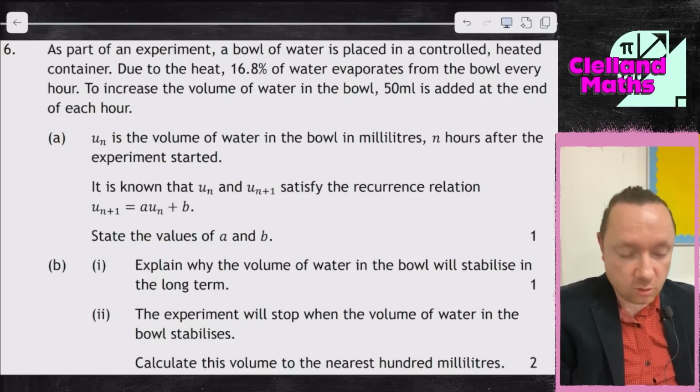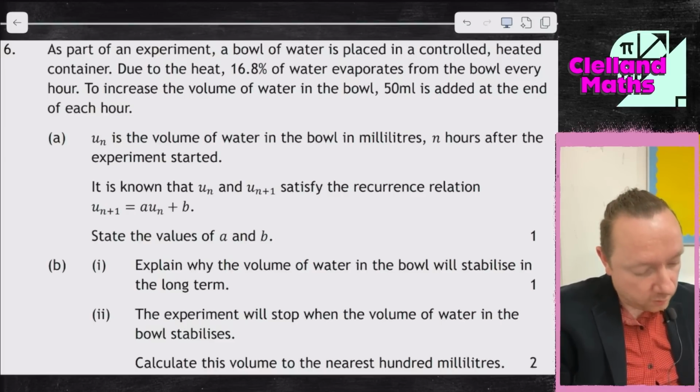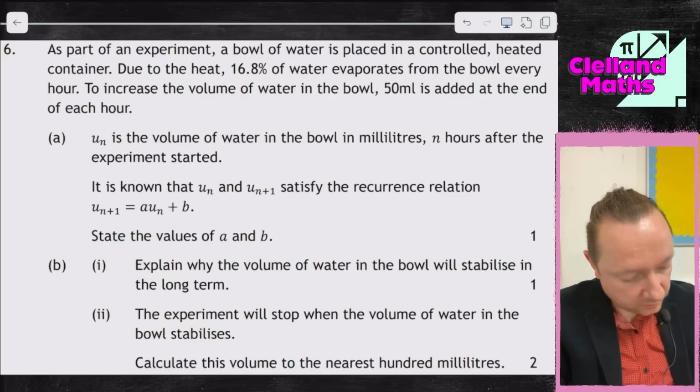In terms of a recurrence relation, un is the volume of water in the bowl in millilitres n hours after the experiment started. It's known that un and un+1 satisfy the recurrence relation. State the values of a and b. Okay, so let's just keep this on the screen. a equals, b equals.